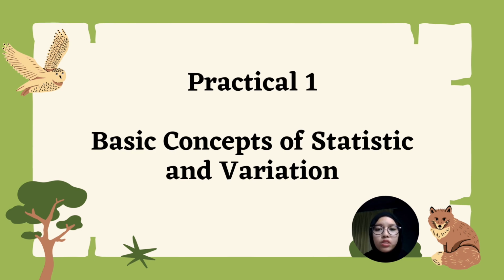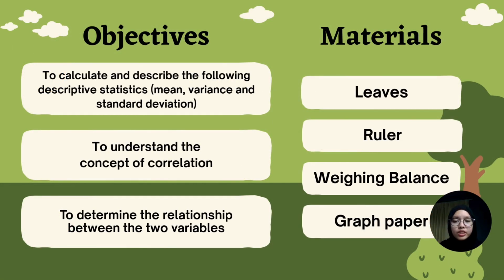Practical 1. Basic concepts of statistics and variation. The objectives in this practical are to calculate and describe the following descriptive statistics such as mean, variance, and standard deviation. Then, we need to understand the concept of correlations. Other than that, we also need to determine the relationship between the two variables.